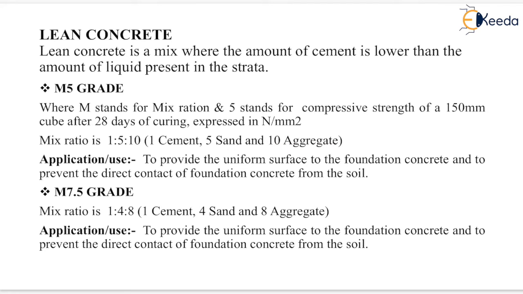The application of M5 grade concrete is to provide a uniform surface to the foundation concrete and to prevent the direct contact of foundation concrete with the soil. The next type of concrete in the lean concrete is M7.5 grade concrete, whose mixed ratio is 1:4:8, that is 1 part of cement, 4 parts of sand and 8 parts of aggregate. The application of M7.5 grade concrete is also to provide a uniform surface to the foundation concrete and to prevent the direct contact of foundation concrete with the soil.